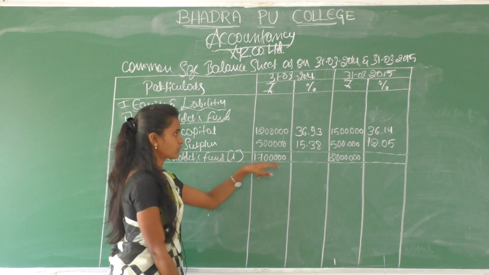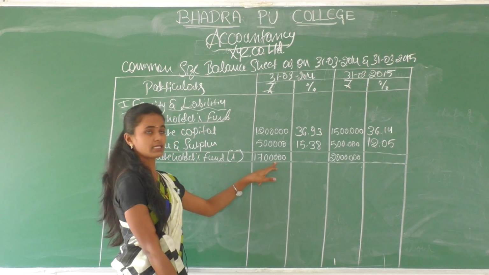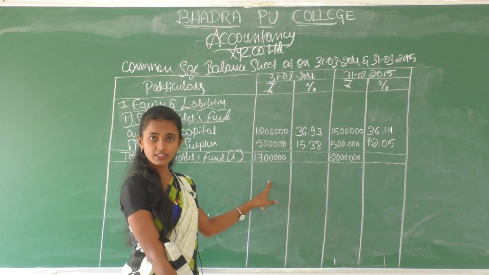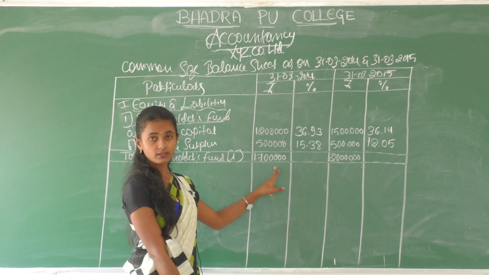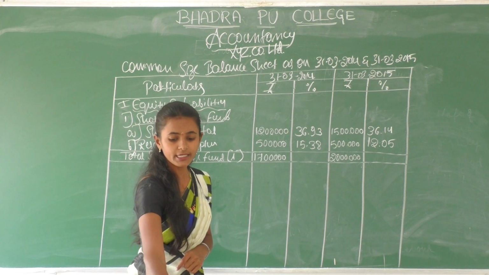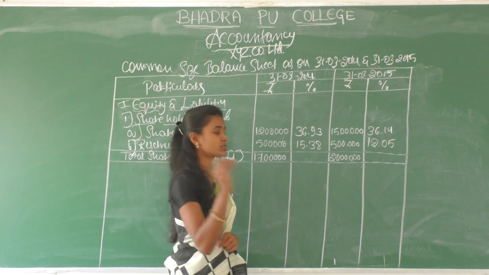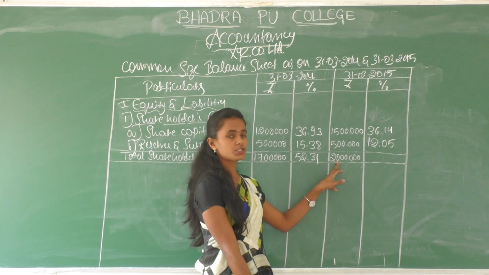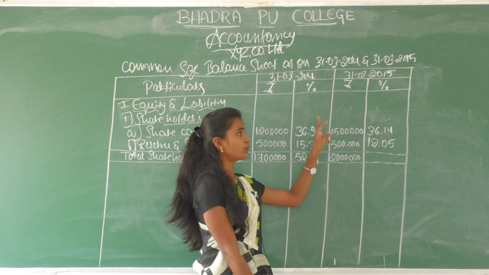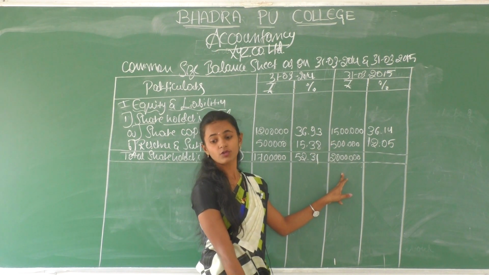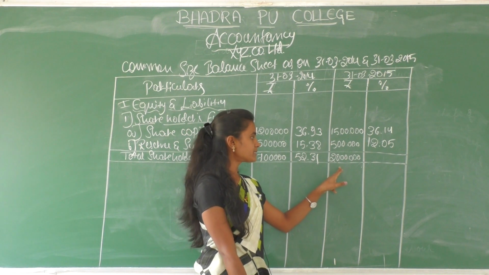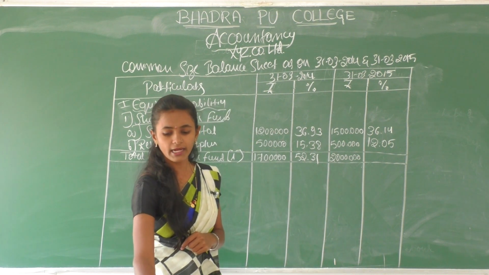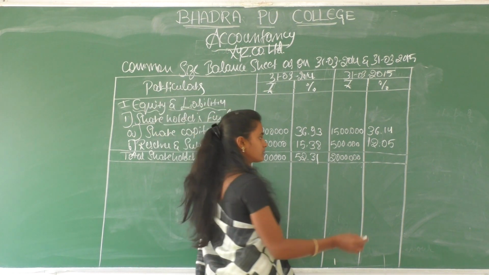Again to calculate the percentage, our calculation is 17 lakh divided by our common value in 2014, 32 lakh 50,000, into 100, then you will get 52.31 percentage. And here our total shareholders fund is 20 lakh. Our common value in case of 2015 is 41 lakh 50,000. So the calculation is 20 lakh divided by 41 lakh 50,000 into 100, then you will get 48.19 percentage.